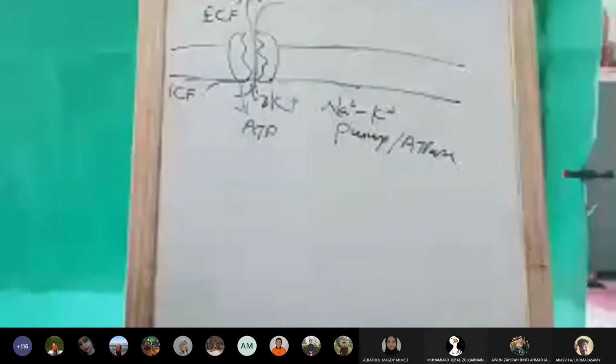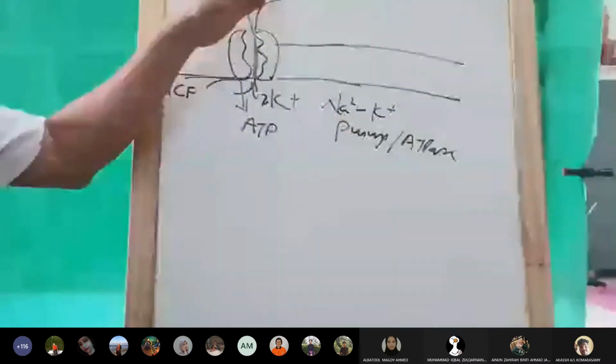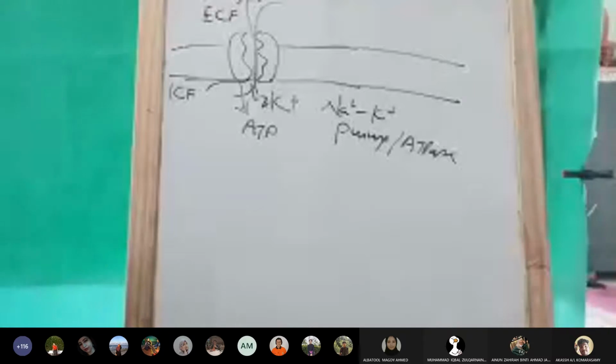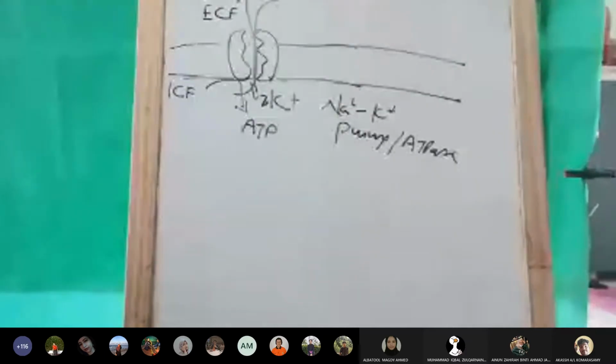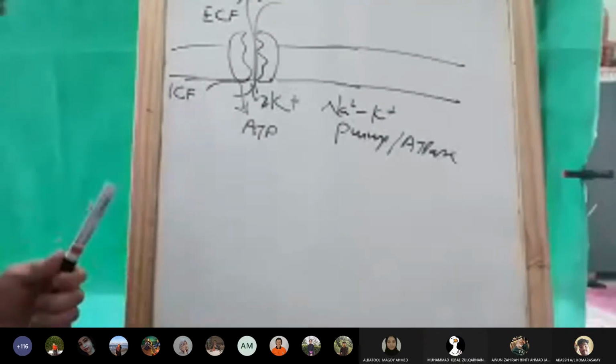So it becomes a carrier. It carries out 3 sodium and puts in 2 potassium into the cell. So this is a sodium potassium pump that acts as a carrier. Okay, but some of the carriers can be facilitated, or some become a facilitated carrier.